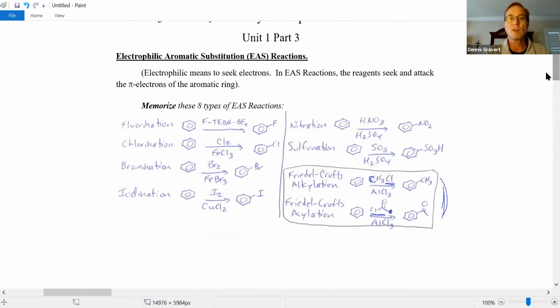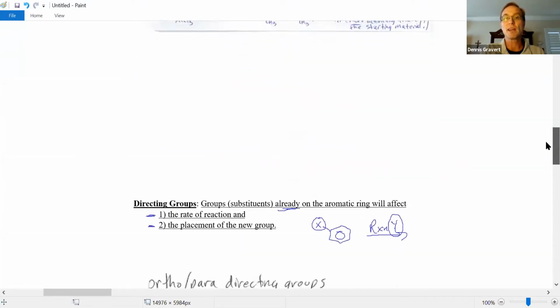So reaction, if I choose this reaction, it's going to put a bromine on, right? If I choose this reaction, it's going to put the sulfonic acid group on the ring. So the reagents say what goes on the ring. But the group already there says where and how fast. Okay, so where can it go?